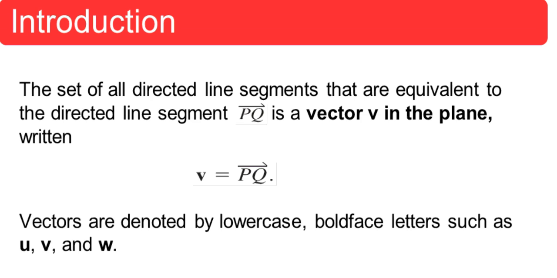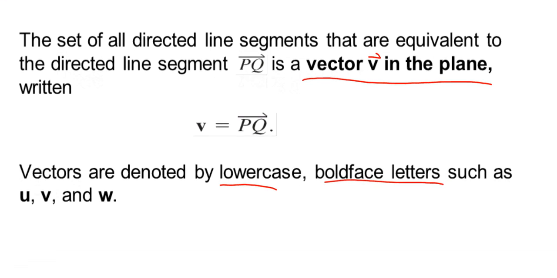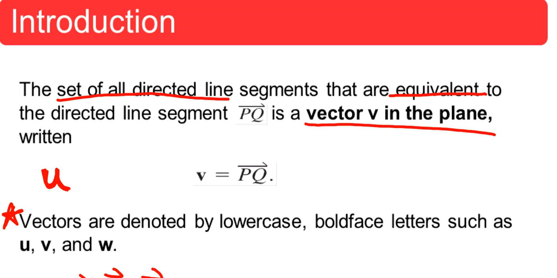The vector v in the plane is denoted by lowercase boldface letters such as u, v, and w. So this vector PQ, we can call it vector v, but since we can't show bold when we're writing things, we will still put the little arrow over them. So vector u, vector v, and vector w. So we'll put that little arrow over it because we can't write the bold letters as we go.